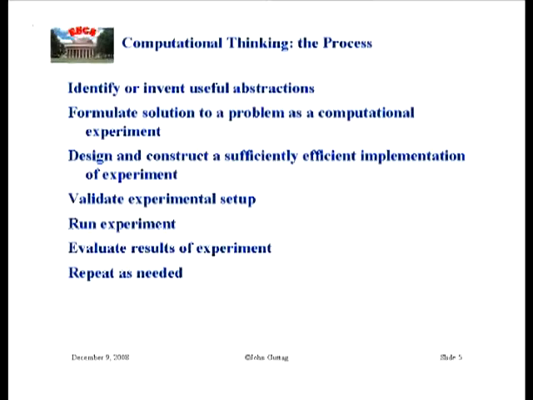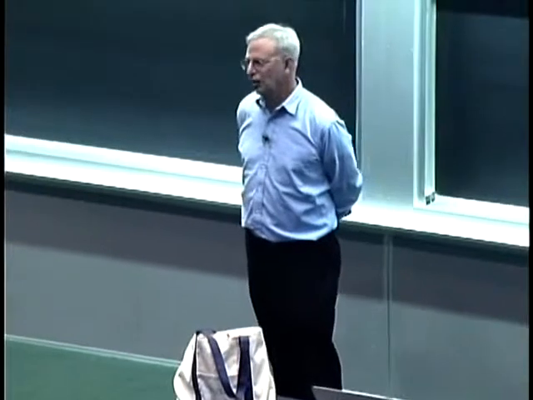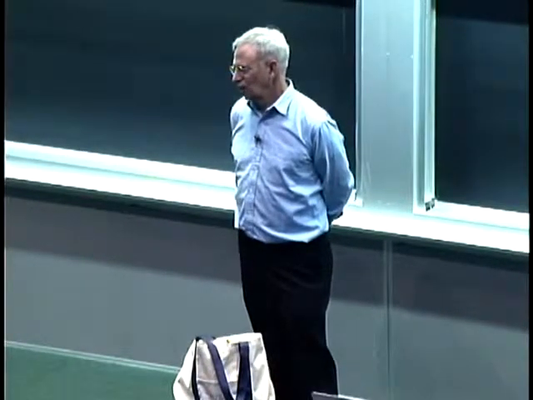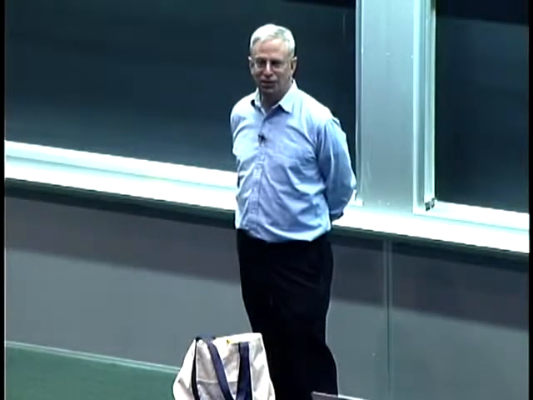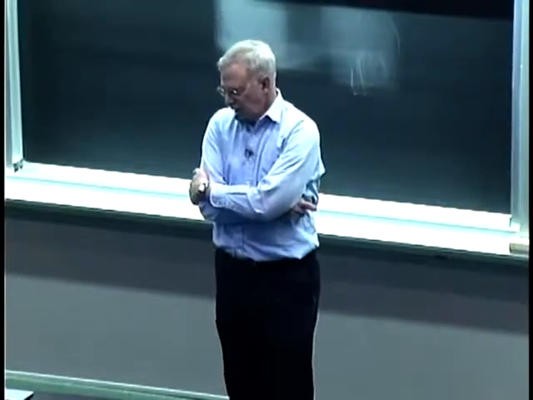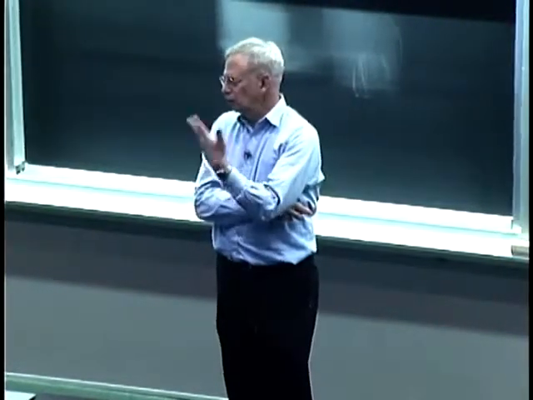We then need to validate the experimental setup, convince ourselves that the code is right, and then run the experiment, and then evaluate the results, and then repeat as needed. And that's, of course, the key. By now, you've all learned that these experiments rarely are done the first time you run them. But of course, this is true of experiments in biology and physics and chemistry and everything else. But this is the basic process. It's a view that's not universally held, but I think it is the correct view of what computational thinking is all about. It's an experimental discipline.